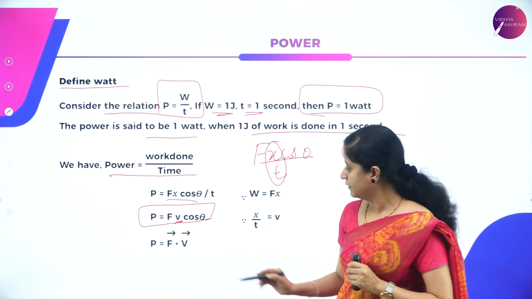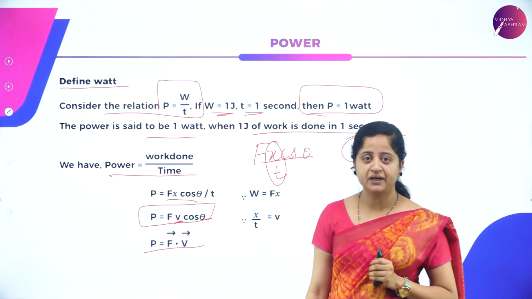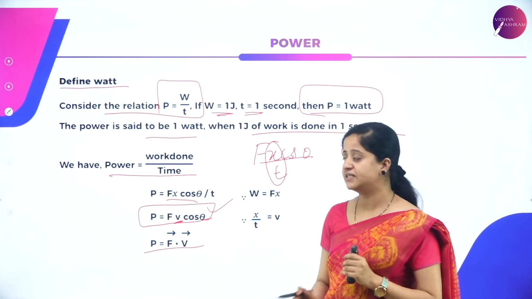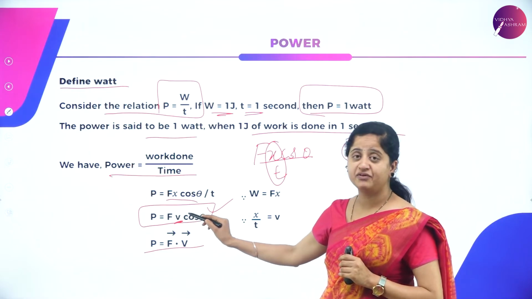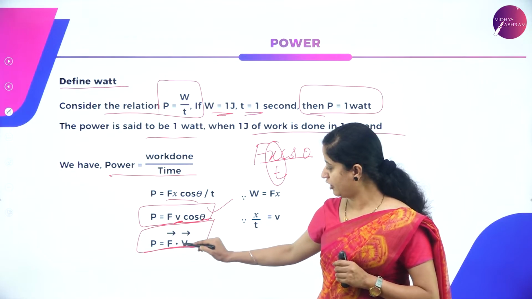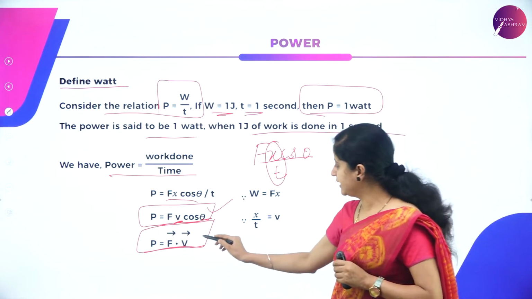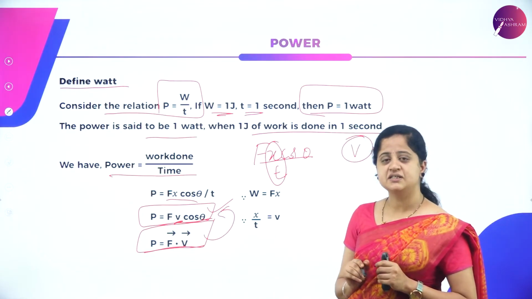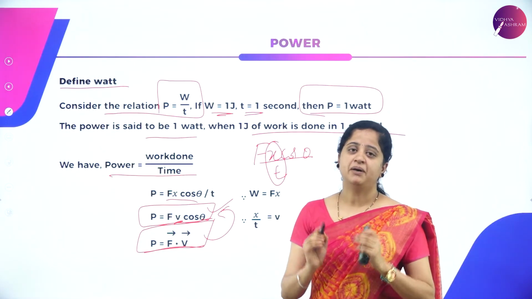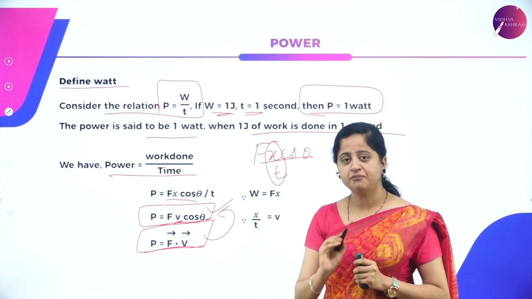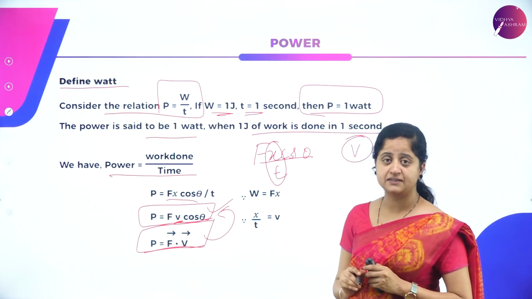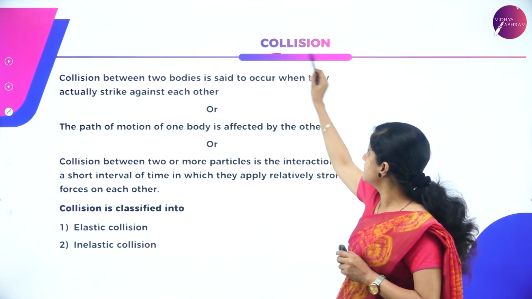So we know that when there is a dot product between two vectors, that is F and v, we can represent that in terms of cos theta, and here we have F v cos theta, and hence we can write it as P is equal to vector F dot vector v. Hence it will give us the solution, that is F v cos theta. So henceforth we can show power is nothing but the dot product or the scalar product of two vectors, that is force and velocity. So next we are moving on to the concept collision.